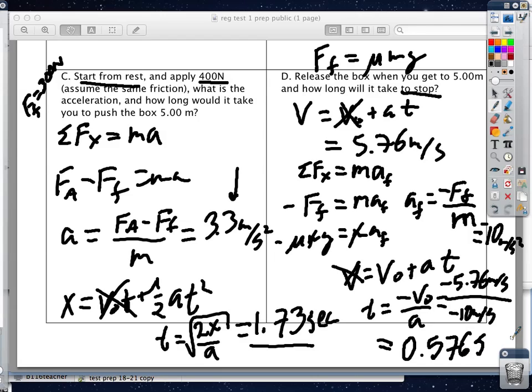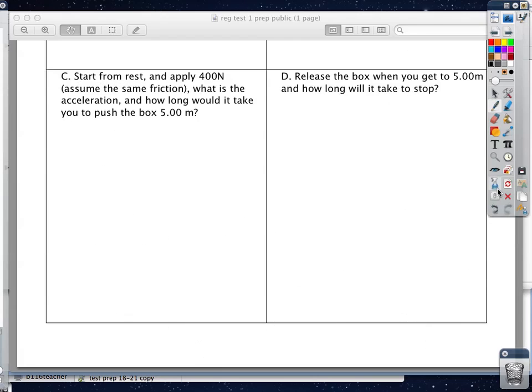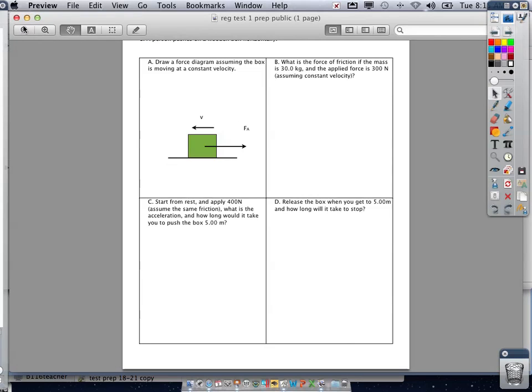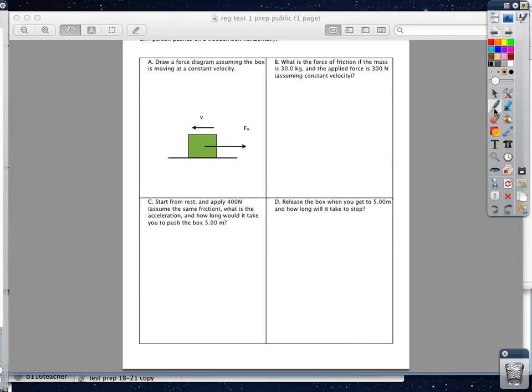Okay, now the good thing is this test is not for 2 more days. So let's take a look. If you need to go back, it's fine too. Let's take a look at this thing overall, because this is going to translate to everything else in the year.